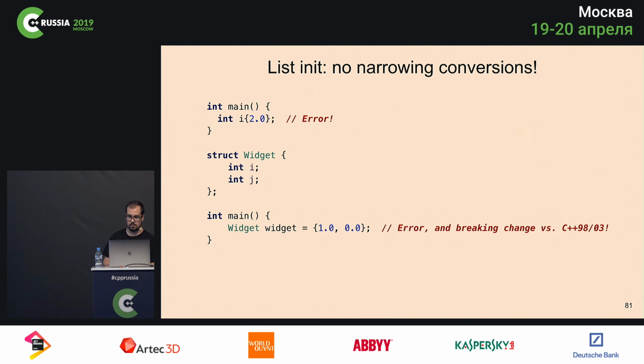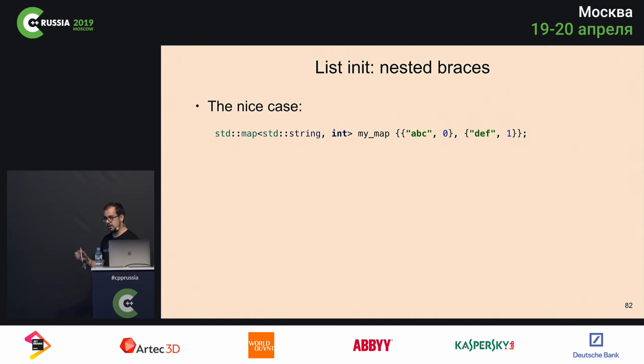So list init also, unlike aggregate initialization, if you initialize with list constructors, you can have nested braces, but you don't get brace elision. You only get brace elision if you have aggregate initialization. On one hand, it's really nice, because you can use nested braces in a very useful way, and you can actually see what's going on. For example, if you have a map, the elements of a map are pairs, right? So if you have nested braces, then the outer thing is going to be the initializer list for the map. And then the inner braces are going to brace initialize the pairs. So you're going to get a map with two elements, and each element is a pair, constructed with this list of two values. So that's the good case.